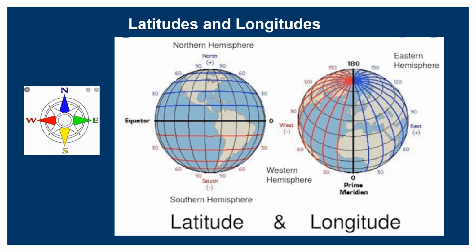Latitudes are also known as parallels, as each of these latitudes runs parallel to each other. Now let us understand longitudes. Longitudes are imaginary vertical lines drawn from North Pole to South Pole. These are also called meridians, which means midday.